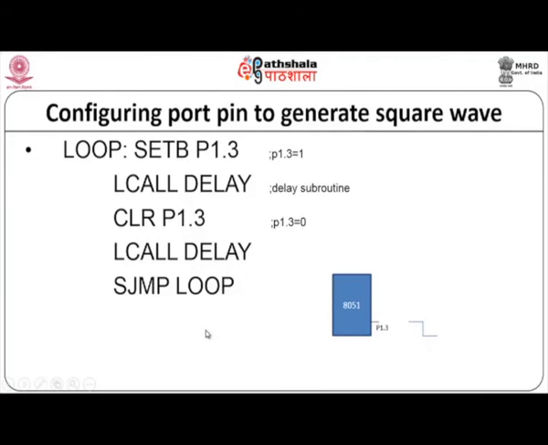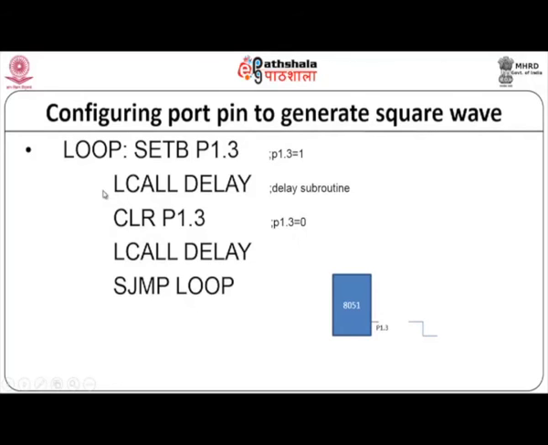Because these two are similar delays, this particular delay is executed for a similar time as the earlier one. So, now this time and this time are similar. Now, we will be getting a 1 for a certain time and 0 for the same time. After that I am making an SJMP loop. SJMP tells you that it is a short jump to loop.